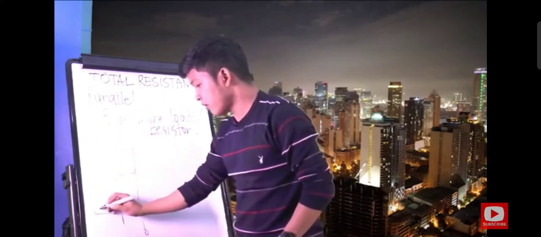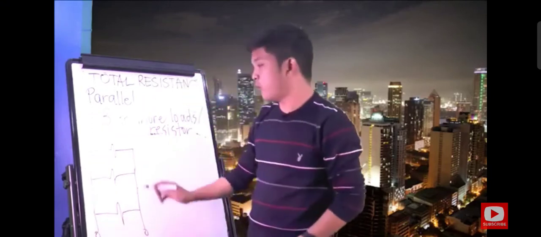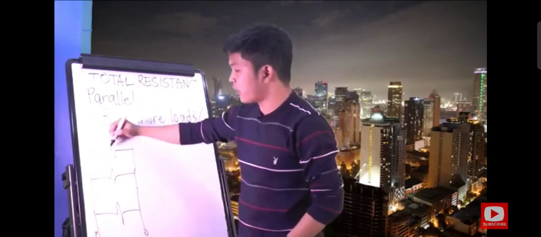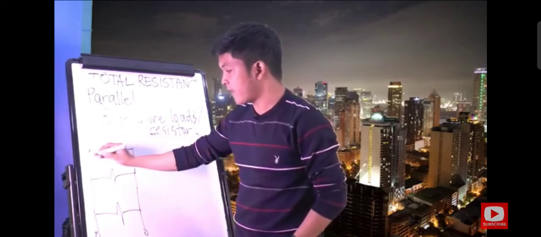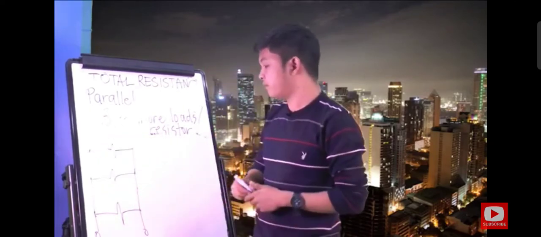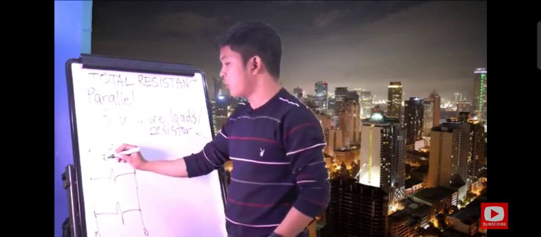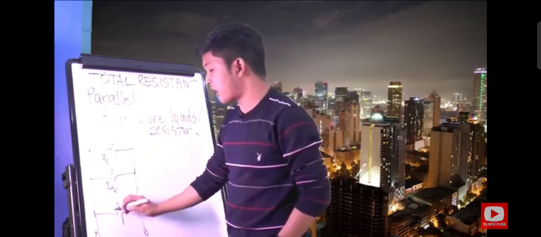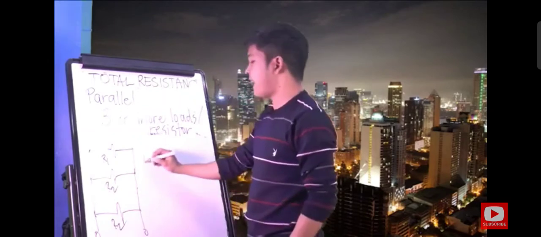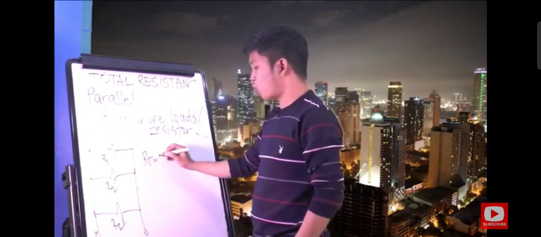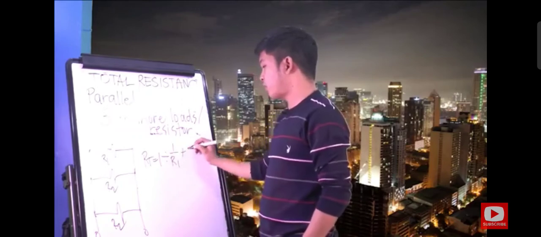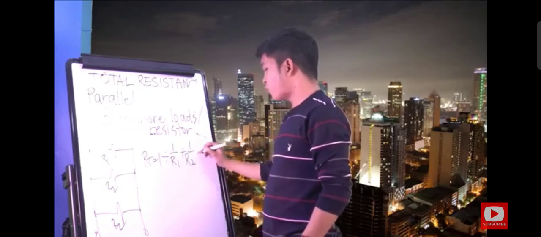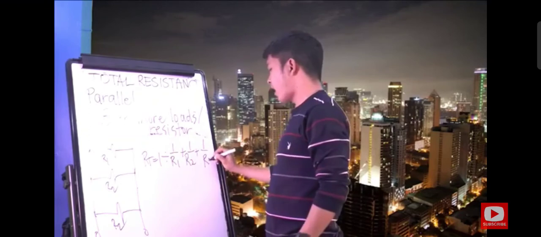Yan. Pag sinabi nating parallel, yung load or resistor are connected side to side. Side to side. Yun yung connection ng parallel. So paano kunin yung total resistance kapag ganito? 3 or more loads. Meron tayong formula. RT is equals to 1 divided by 1 over R1 plus 1 over R2 plus 1 over R3.